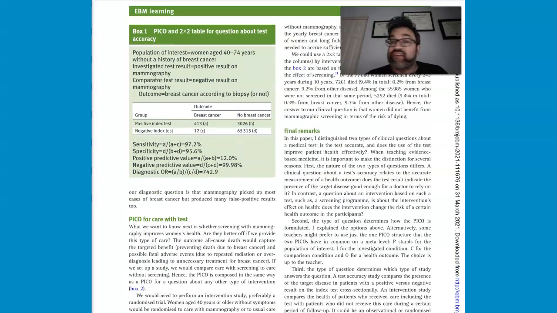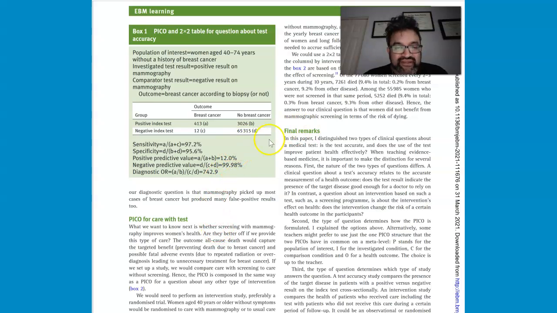But these have always been considered questions that are fairly simple to determine if you know this information. So if you were to get a case study in a medical license exam question, then you could quickly take the acronym: population of interest, women aged 40 to 74, investigated test result, comparative test for group, and then outcome breast cancer, and then do this. So see how this works.